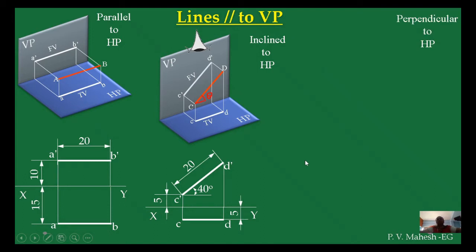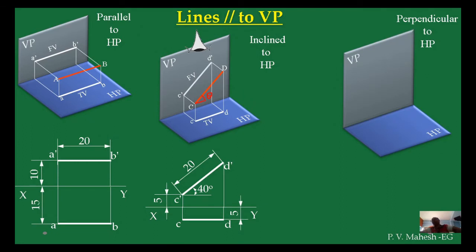Okay. Next one is when the line is perpendicular to HP. Okay. When the line is perpendicular to HP, this is the third case. These are the planes and this is the line. So here you can see the line is perpendicular to HP, and parallel to VP. So first, since the line is parallel to VP, we'll first focus on the front view.